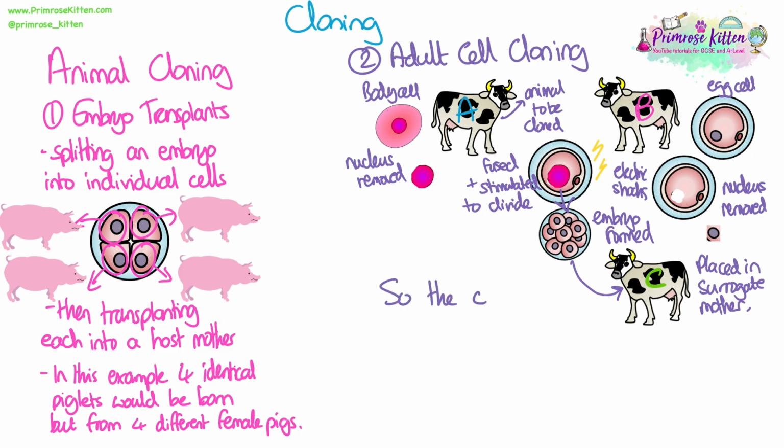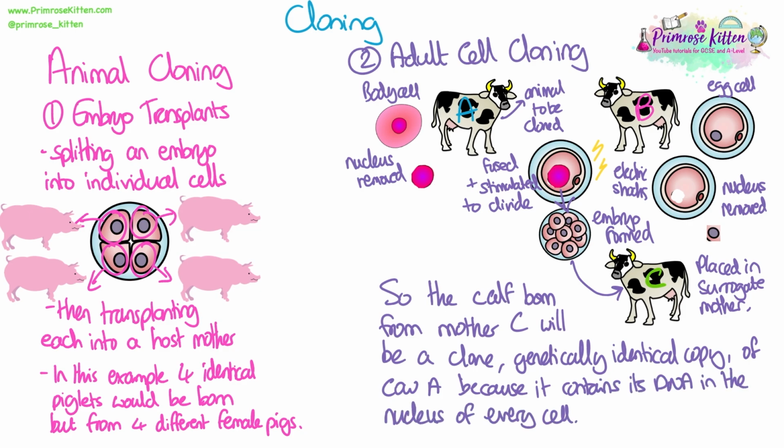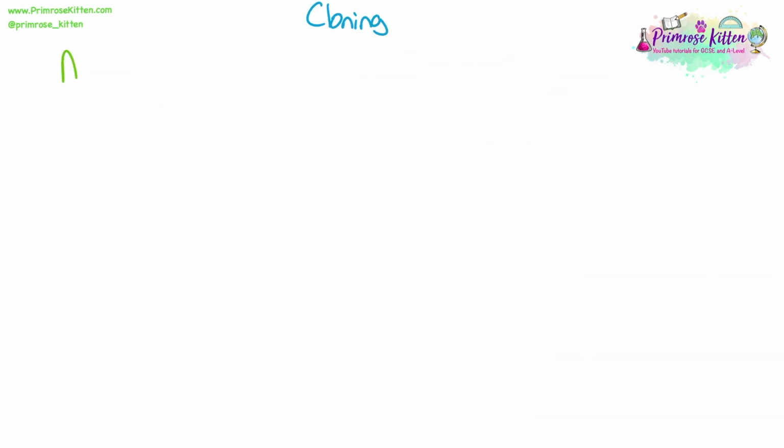So the calf born from mother C will be a clone that is genetically identical to the animal A, because we took the nucleus with its DNA in and put it into the egg cell. So the DNA from cow A will be in the nucleus of every single cell in the organism that's born from cow C. Again, both of these types of cloning are illegal in humans. Okay, so just like with genetic modification, cloning, especially animal cloning, is not allowed in humans. So let's discuss the advantages and disadvantages of cloning.